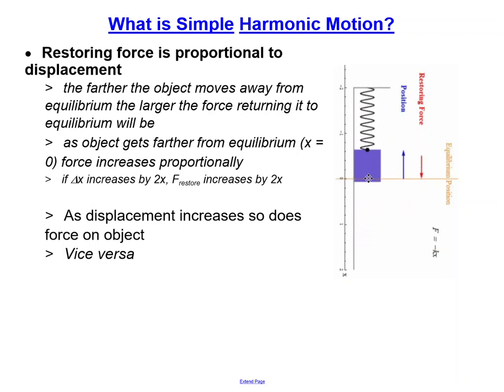So as the object gets farther from equilibrium, the force also increases. If we increase its position by 2 times, then the force will also increase by 2 times. And the same thing, if we're increasing the force, then we know that its position has also increased. This happens in simple harmonic motion because the farther we stretch this spring, the harder it pulls. The more we compress this spring, the harder it's pushing. So there's more force the farther it gets away. That's a key characteristic of simple harmonic motion: the restoring force is proportional to displacement. As displacement gets bigger, so does the force.